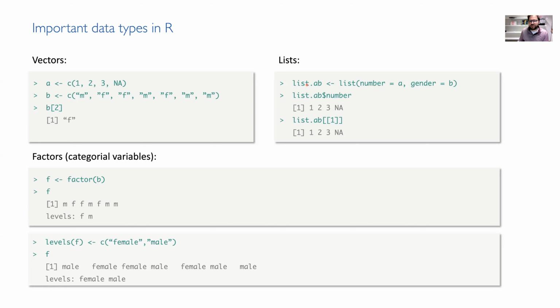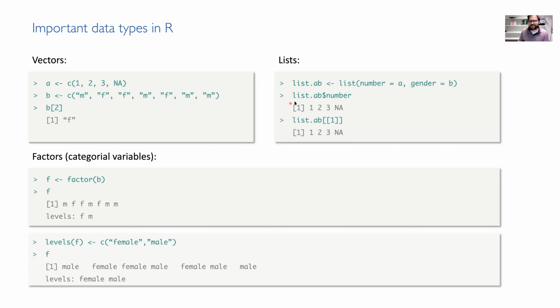A list can contain several elements of any type. For example, elements of a list can be vectors. Now, for example, if I want to make a list, and the first element of the list is our vector A, and the second element of the list is our vector B. Now, they have different types, but we can nevertheless put them together in a list.